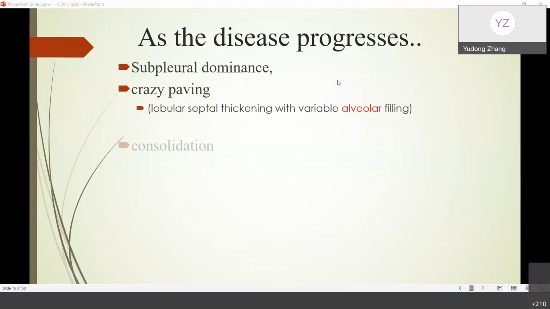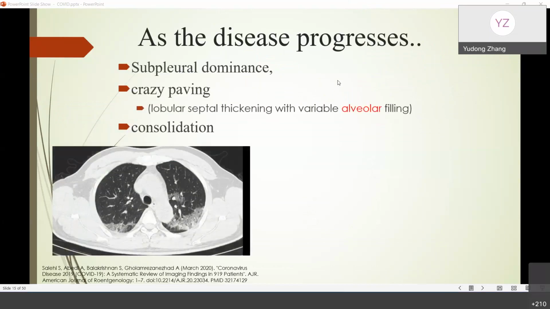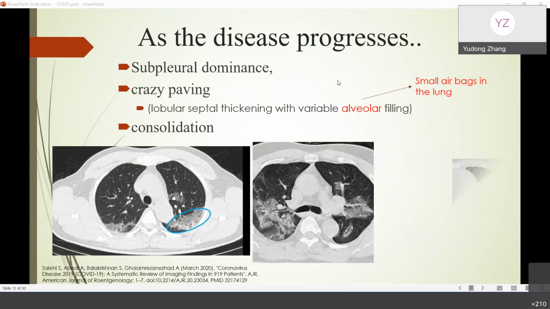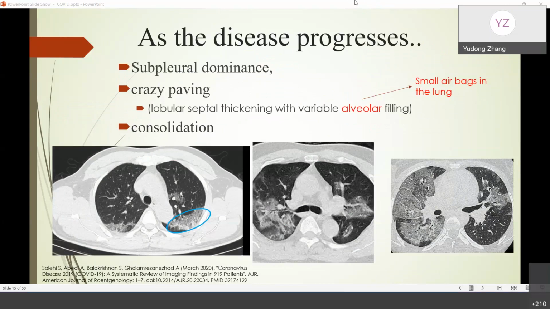So now we will introduce some other important things called the crazy paving. So what is the crazy paving?